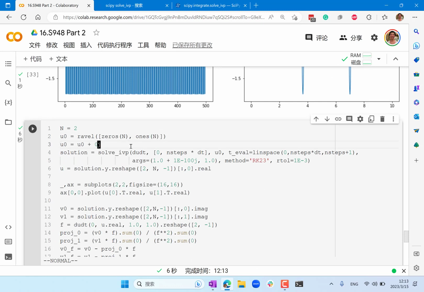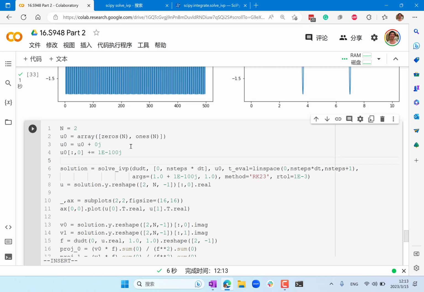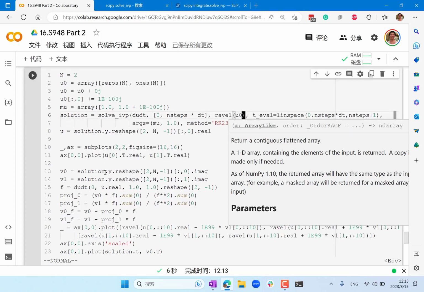Now let's get back to our original plan. So we make an array, and we're going to be perturbing the initial condition, but only for the first equation, right? And our mu should be perturbed only for the second equation. So my argument should be mu and that, and I'm going to ravel u0. Okay, and so here's my u, the v0 and the v1.